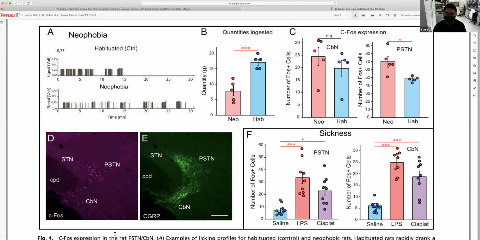Well, probably they have some native expression for the drinking behavior itself. I mean, because CFOS is not exclusive to neophobia itself. I think it can be related to many activities. So maybe here they're just focusing on the difference, the increase in the number of CFOS neurons.